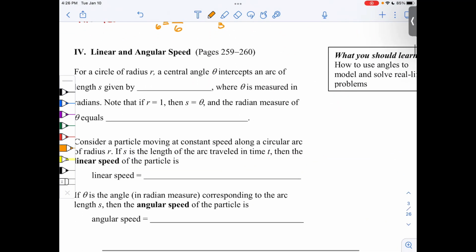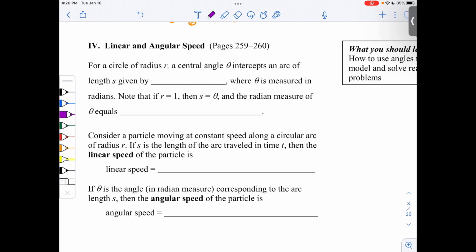And lastly, our linear and angular speed. This is a really great application of central angles and radii, where we can calculate the speed. This really applies to cars and how fast a car can go, because we're talking about speed, and a car rides on a circle called a tire, right?